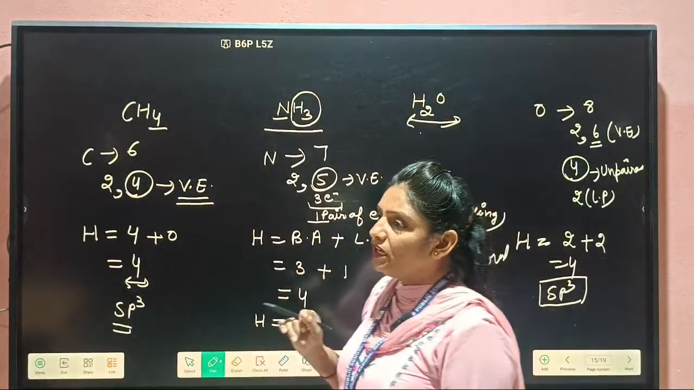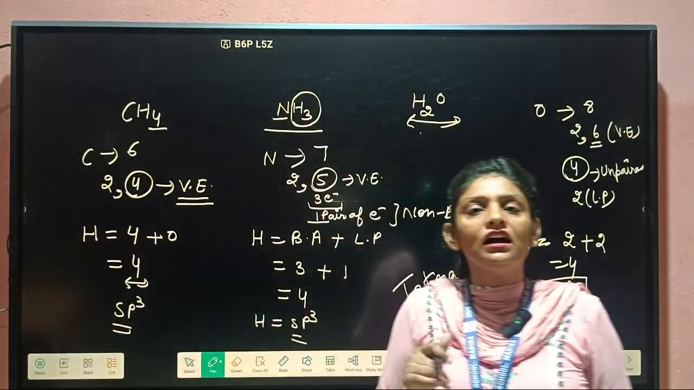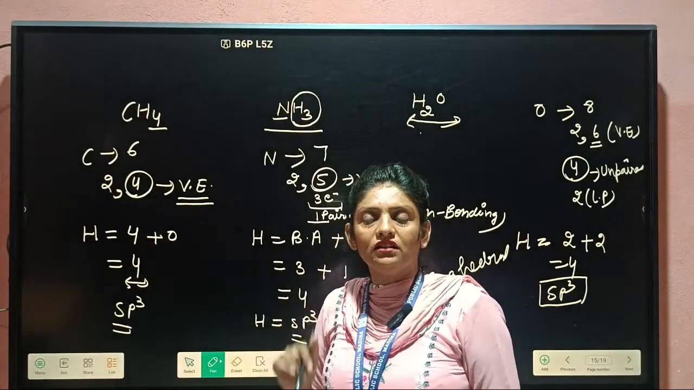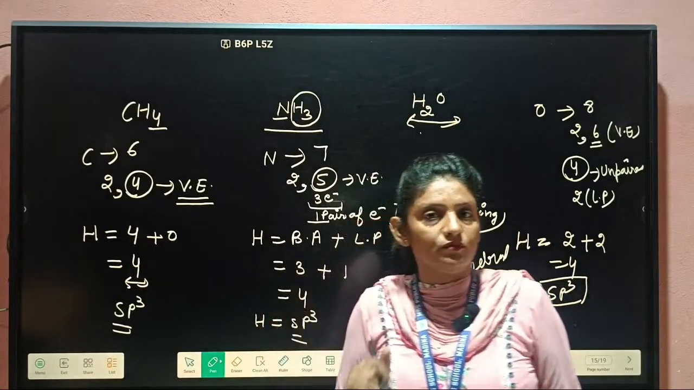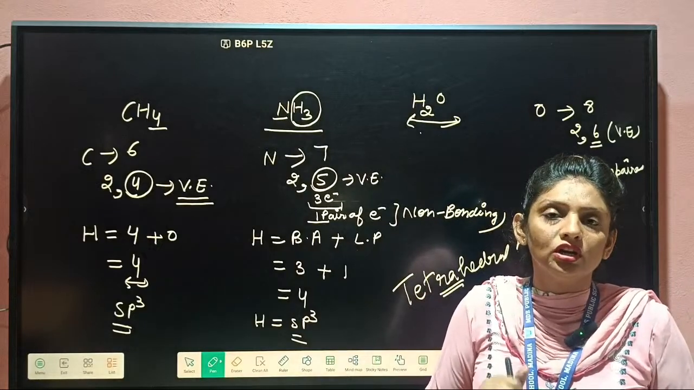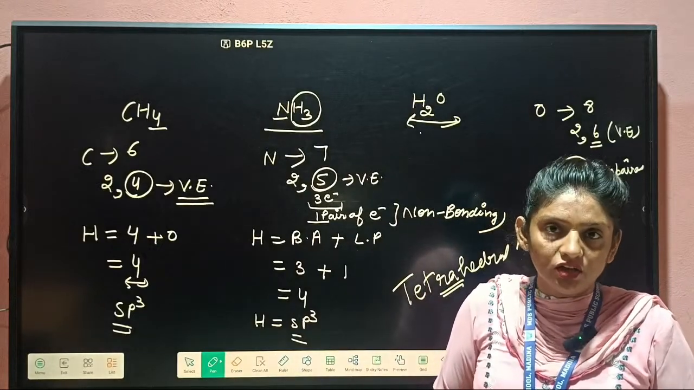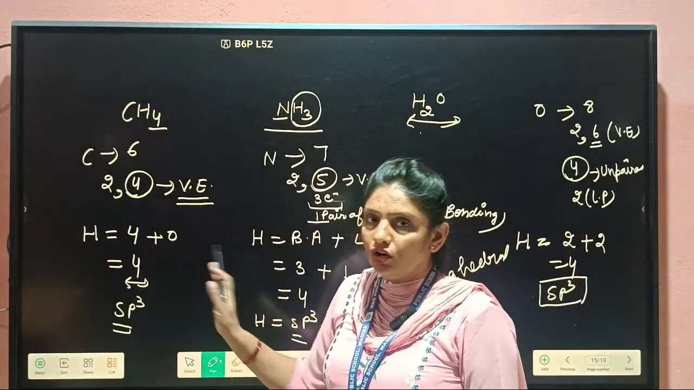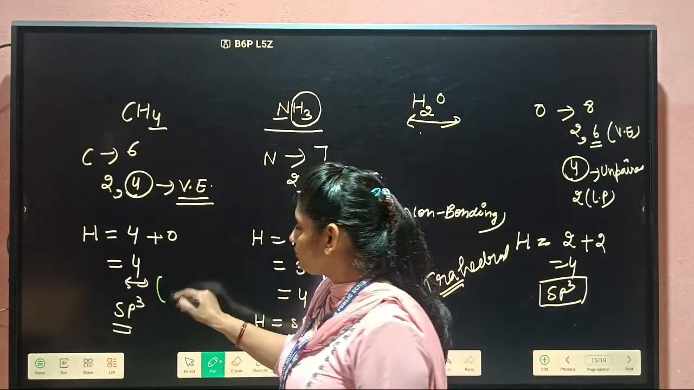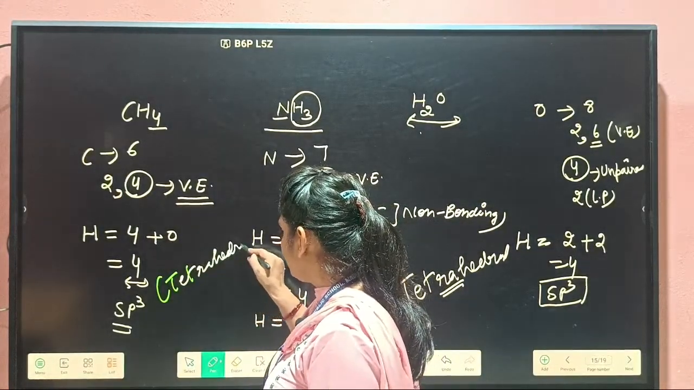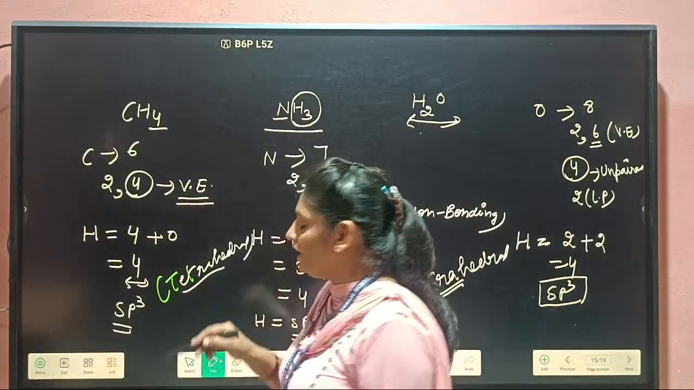Okay, lone pairs, students, affect the structure, but they are not included in the shape. Clear or not? Then students, in CH4 no lone pair is there, so geometry is tetrahedral and shape is also tetrahedral here.